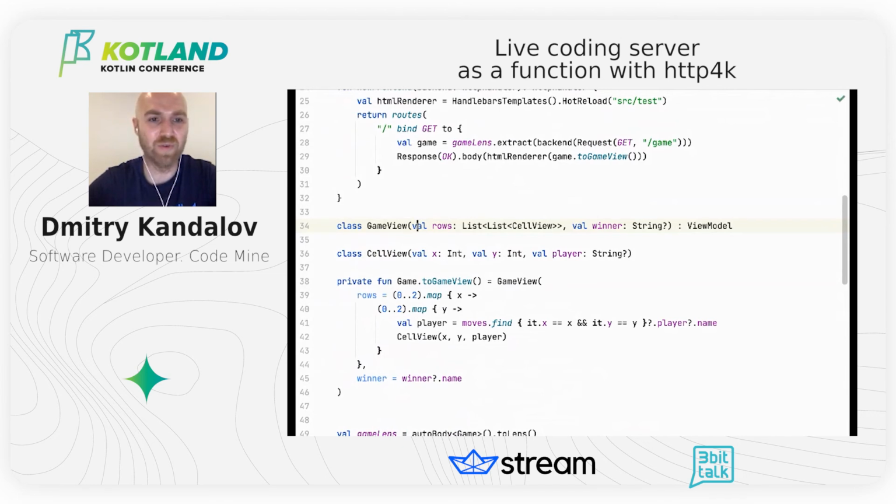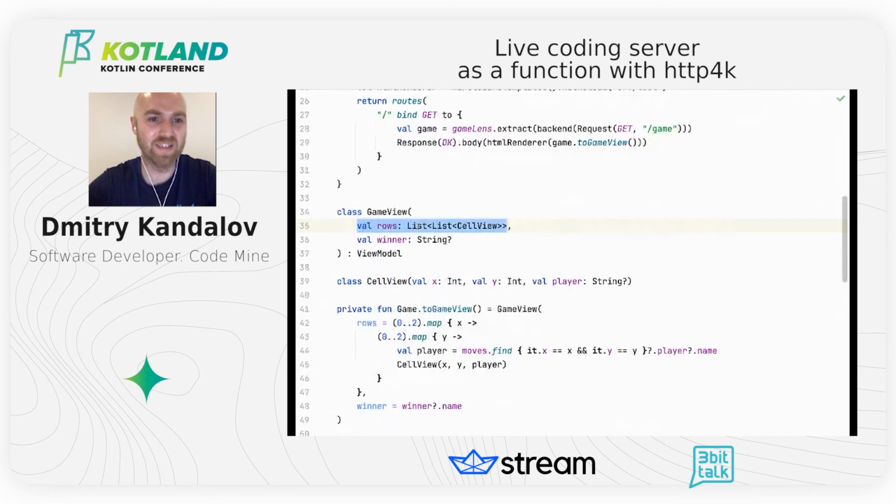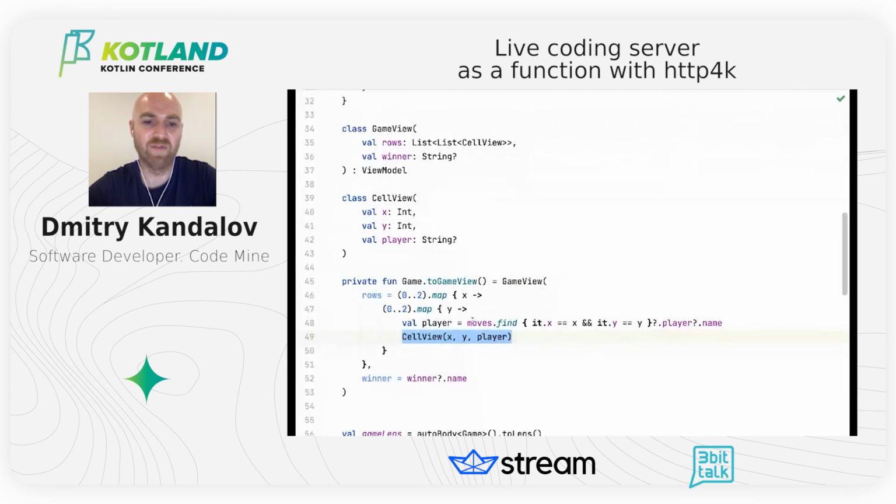So our game view will be a grid of rows, 2 by 2, like 2 nested lists, and it will have a winner, and each cell will be done as a cell view. It will have X, Y, and player. And the whole conversion to the game view from game is like 2 nested loops, X to Y, and we return cell views for each of these loops. And we find player matching it on coordinate of the current move if there is one.